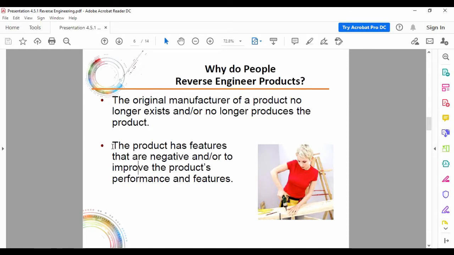Okay, another reason to reverse engineer a product is that the product has features that are negative and or to improve the product's performance and features. So the example that was very apparent to my generation, we grew up with the original Nintendo Entertainment System. I was pretty young when that first came out, and the controller for the original NES was just a rectangle. It had sharp corners, and now you could go from start to finish in an original Nintendo game in less than 30 minutes, easy.